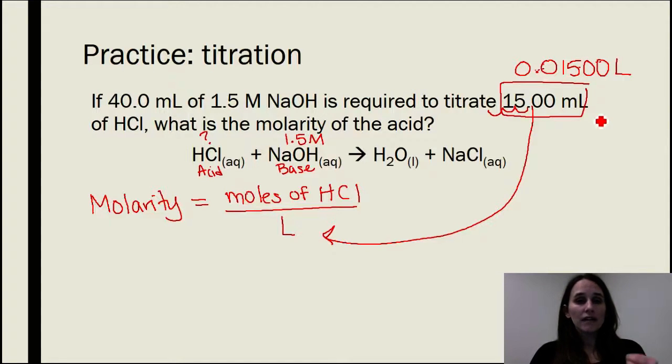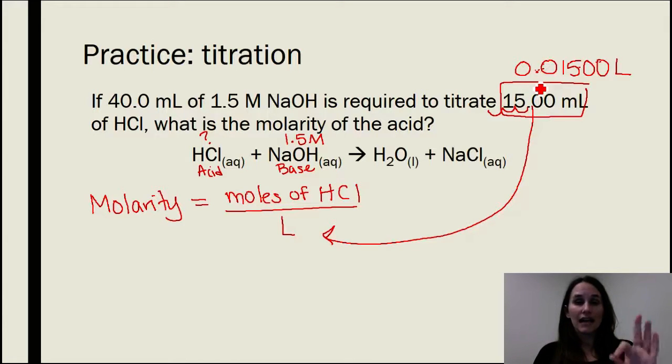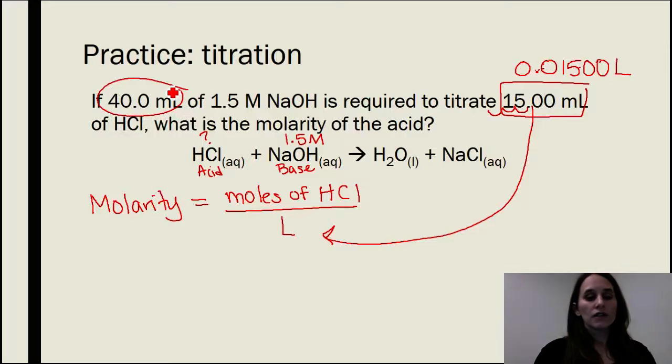So in order to calculate the molarity of my acid, I need to figure out how many moles of acid were present in my solution. When I measured out 15 milliliters of HCl in my pipette, how many moles of acid were there? The only way to do that would be to titrate it with a known concentration, a base with a known concentration. So I added little drops of sodium hydroxide until it turned the lightest pink I could achieve, and it took 40 milliliters to do that.